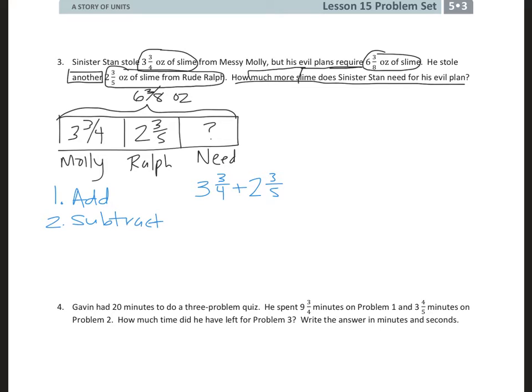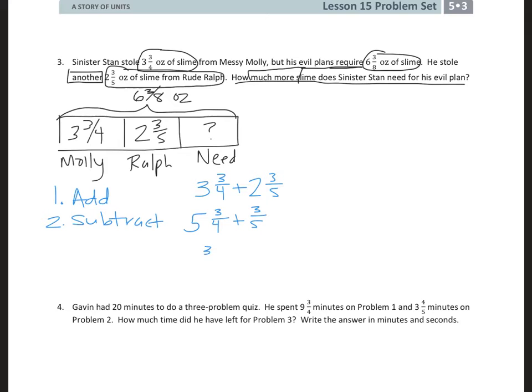I'm going to just add my whole numbers. 3 plus 2 is 5. So now I have 5 3/4. And now I'm going to add that to the 3/5. I'm looking at my like units of fourths and fifths. And so if I count by fours and I count by fives, the only number that I'm going to get to is 20. So that will be our new like unit.